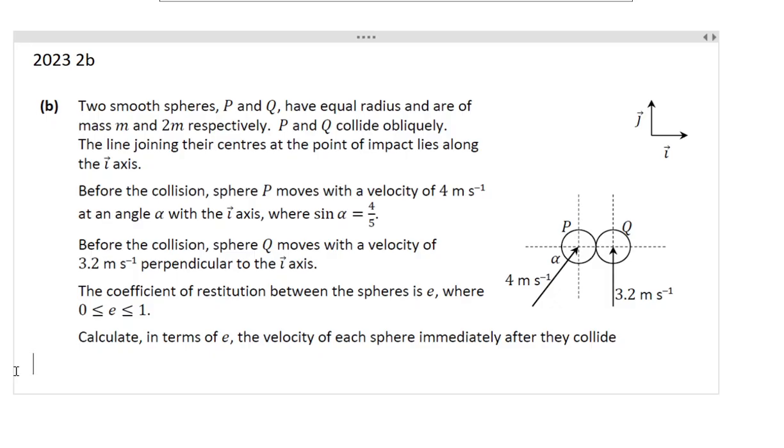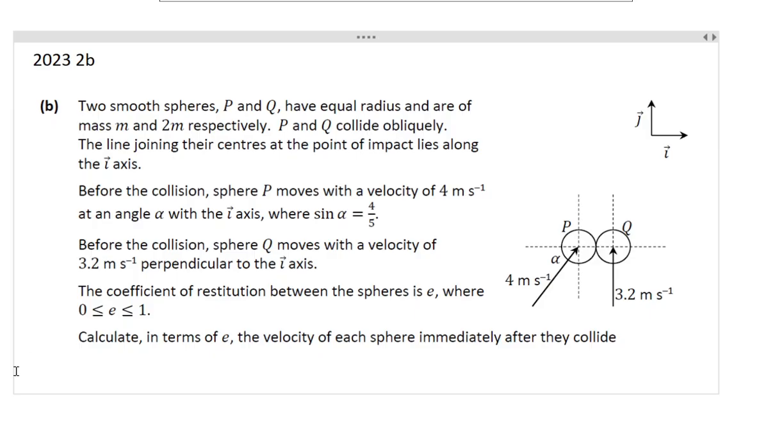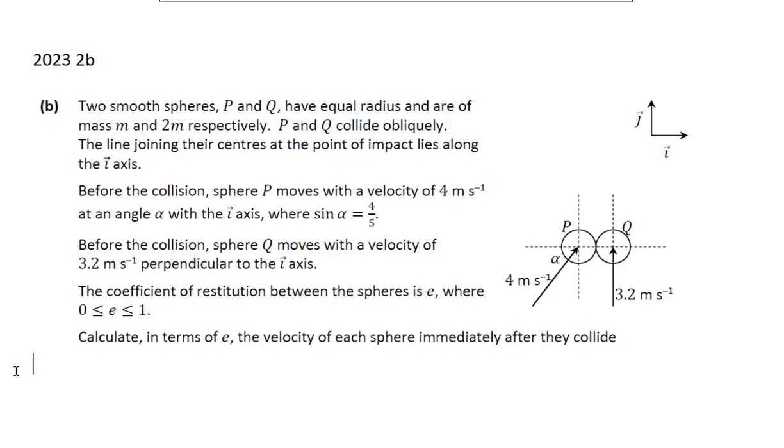I hope we don't see a collision along a diagonal, because that would cause an enormous amount of algebra or trigonometry. So let's pretend that's not going to happen. The line joining their centers at the point of impact lies along the I-axis. So that sentence says they collide in the I direction, horizontally only, which means our vertical speeds are maintained before and after the collision.